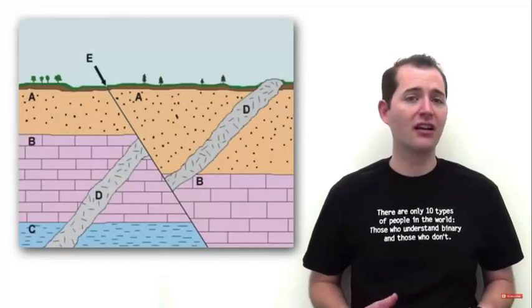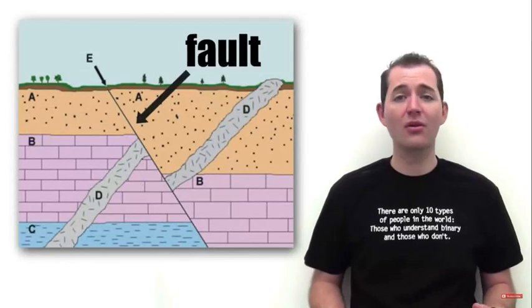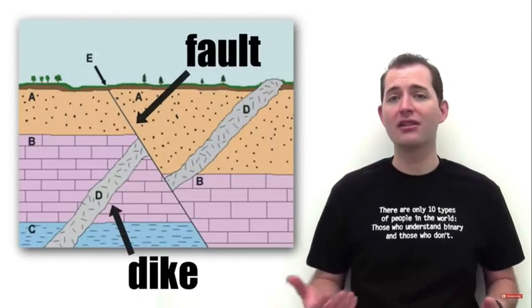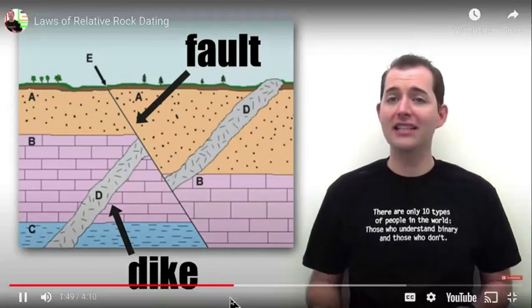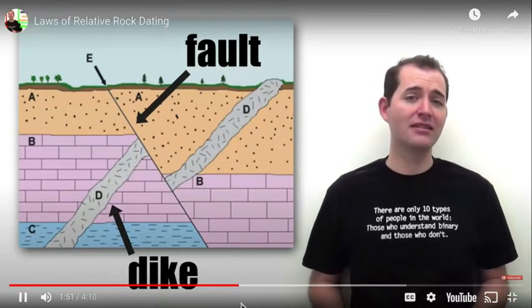Some of the features that cut across the rock sequence may be a fault or an igneous intrusion, either a dike or a batholith. And these features are younger than any part of the sequence they cut across.